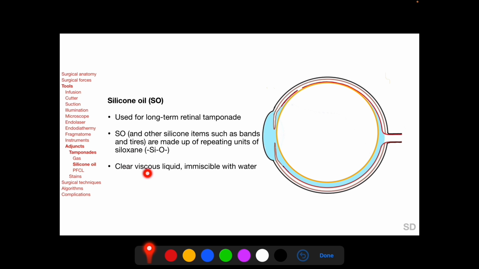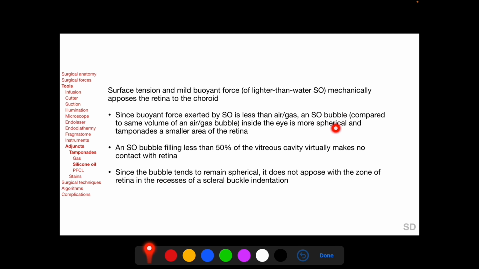Surface tension and the mild buoyant force of lighter than water silicone oil mechanically oppose the retina to the choroid. Since the buoyant force exerted by silicone oil is less than gas, as we have mentioned, a silicone oil bubble inside the eye is more spherical and thus tamponades a smaller area of the retina as compared to a similar volume of intraocular gas.